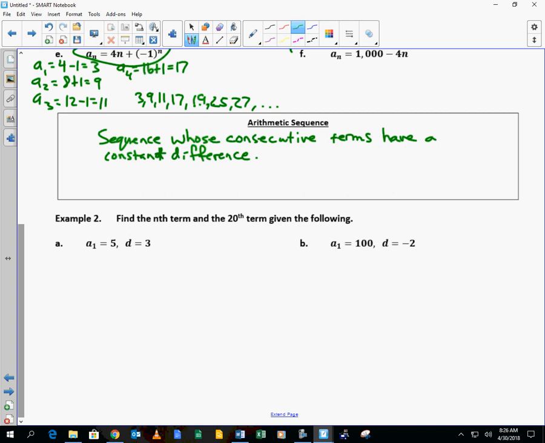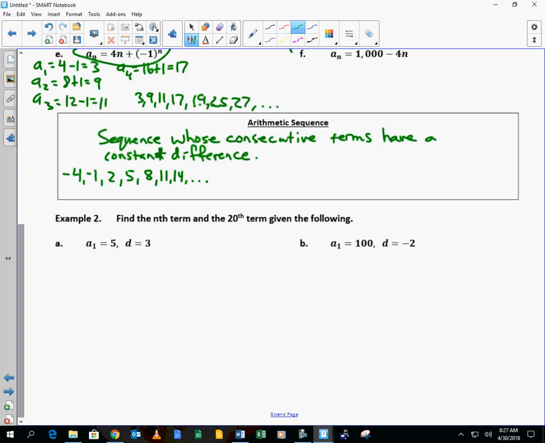Okay, suppose we have -4 and then -1 and then 2 and then 5. Can anybody predict what the next term is going to be? 8. How'd you get that, Charlie? You're adding 3 each time, right? So you can see that each term has a constant difference.